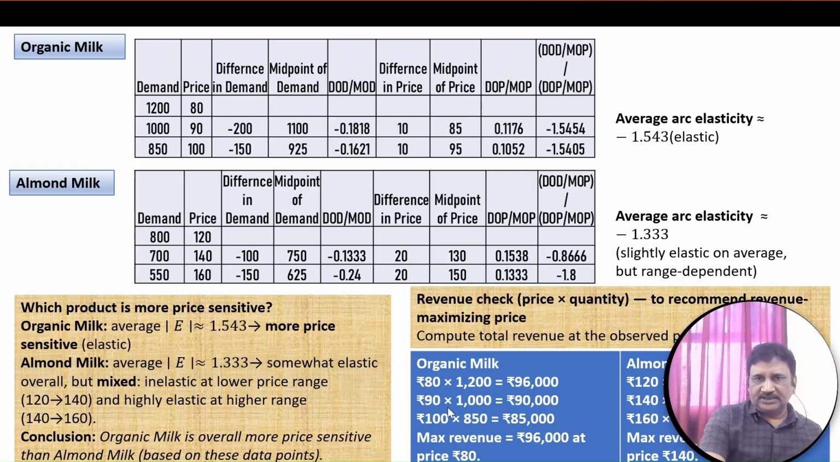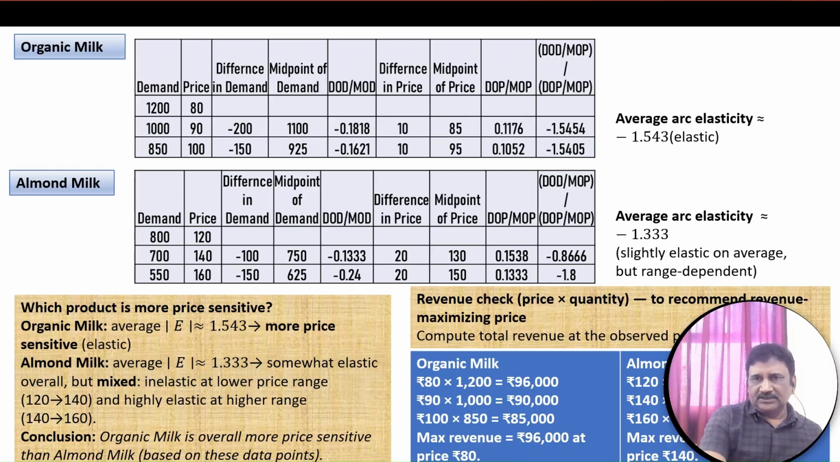When the price is 90, demand is 1000, so sales revenue in that setup comes out to be rupees 90,000. And when the price is 100, the demand is around 850, so sales revenue in this setup is 85,000. So maximum revenue is at a price of rupees 80, 96,000 is the revenue.